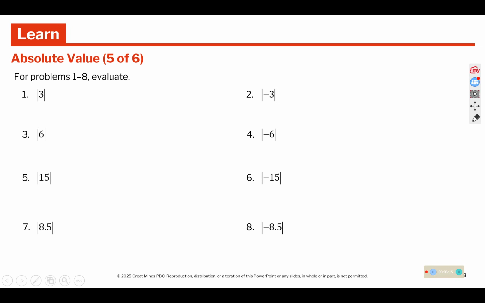We're going to evaluate the absolute value of 3. How far away is 3 from 0? Well, the distance between 0 and 3 is just 3. The distance between 0 and negative 3 is 3. Sometimes we get confused because we want to write the opposite, but absolute value is a distance, not the opposite of a number. Remember, the negative symbol represents the opposite of 3.